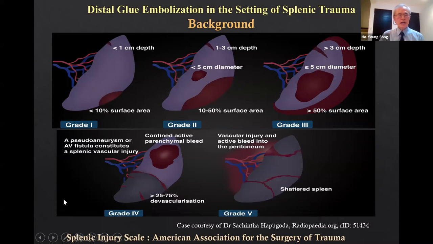So we classified the splenic injury scale into five grades according to the American Association for the Surgery of Trauma. For example, grade one is less than 10%, grade two between 10 to 50%, and grade three more than 50% surface area. Grade 4, pseudoaneurysm or AV fistula, and grade 5, vascular injury and active bleeding. This is better, right? Any other comments or questions? This is okay. This is my first option.